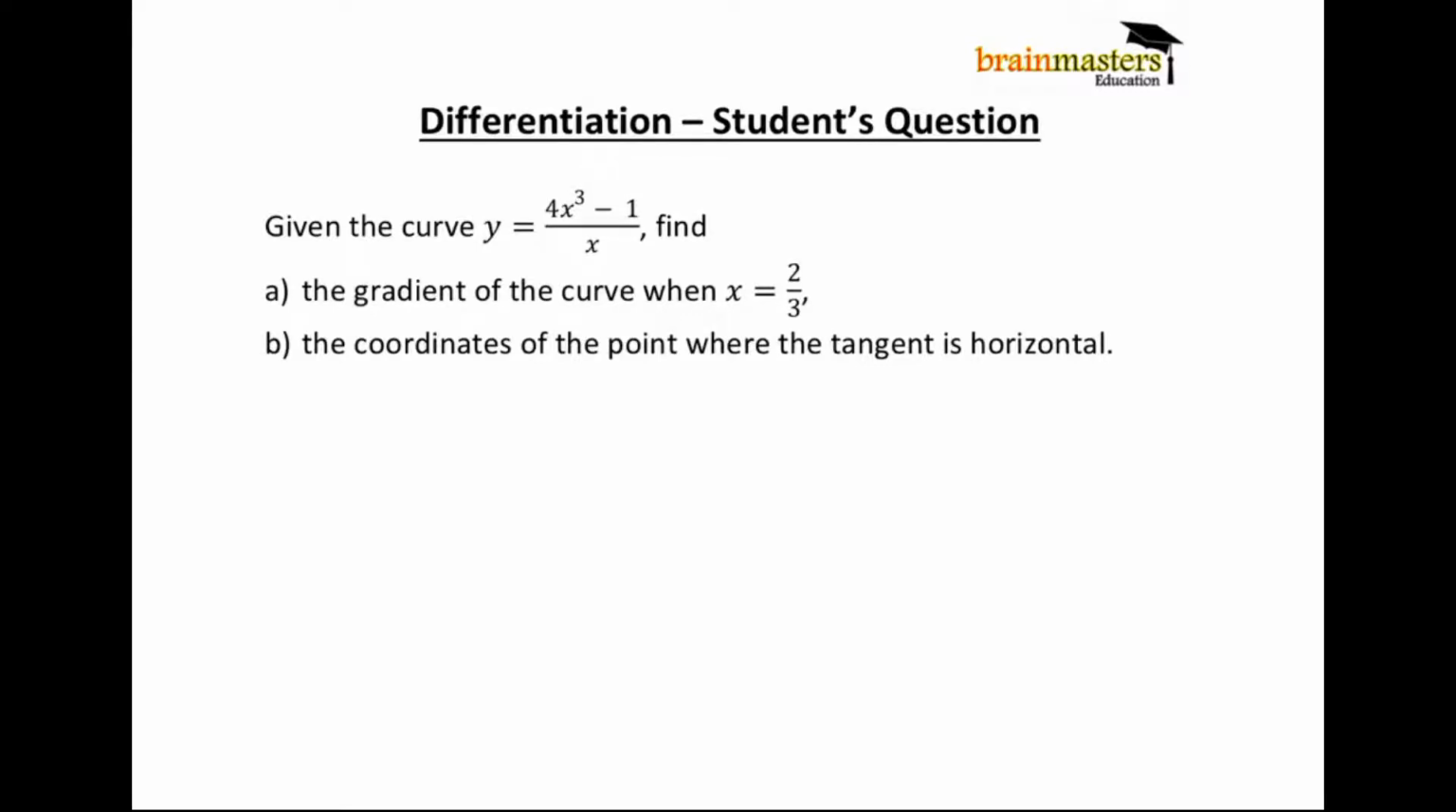Okay, today I have a question from one of the students. It's regarding differentiation. Just nicely, I was doing differentiation, so this student sent me this question. Okay, so here's the question. Given the curve y equals 4x cubed minus 1 over x, find A, the gradient of the curve when x equals 2 over 3, and B, the coordinates of the point where the gradient is horizontal.